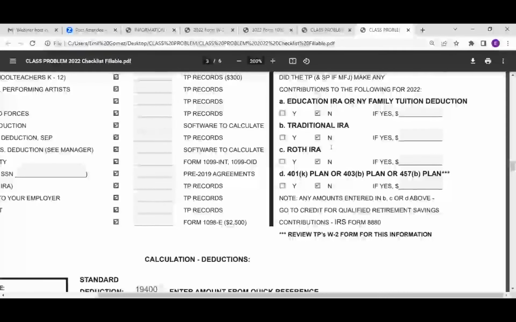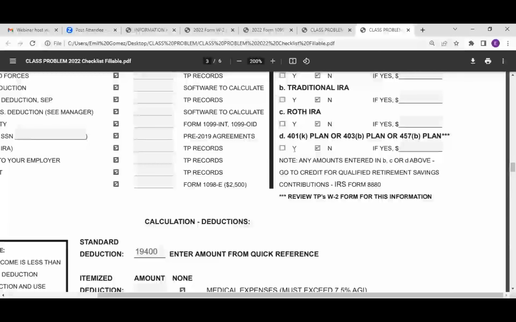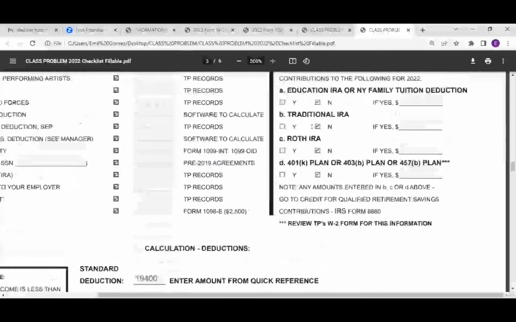contributions to a traditional IRA. You have a Roth IRA. You have a 401k plan. 403 and 457 plans are really 401k plans for not-for-profit organizations or from government entities. That's their version of a 401k plan. You would see this on a W-2. And again, you've asked and answered it, and the answer is no.